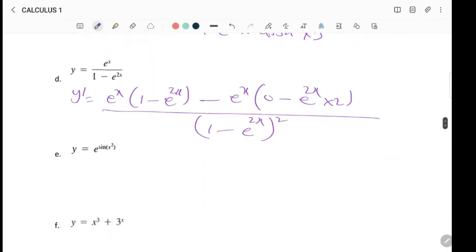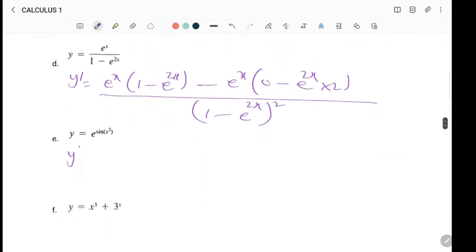Now you can simplify. Now y dash: e to the power sine of x squared differentiation is e to the power sine of x squared, then times sine differentiation is cos, angle will be same, and x squared differentiation is 2x.